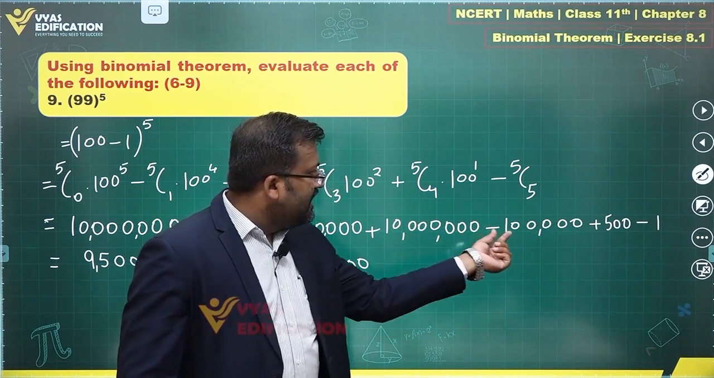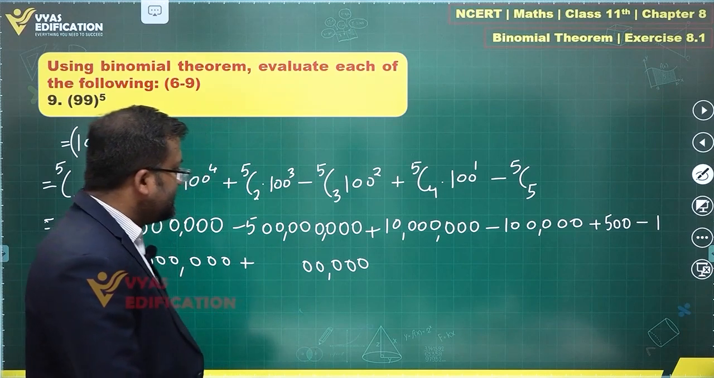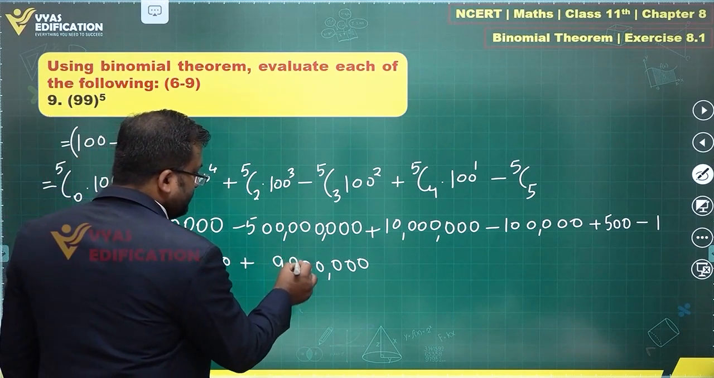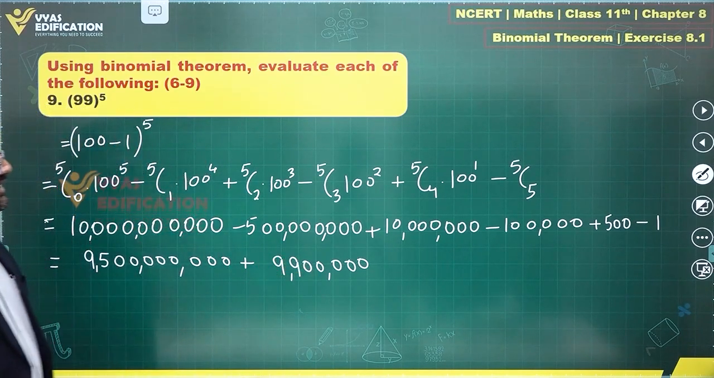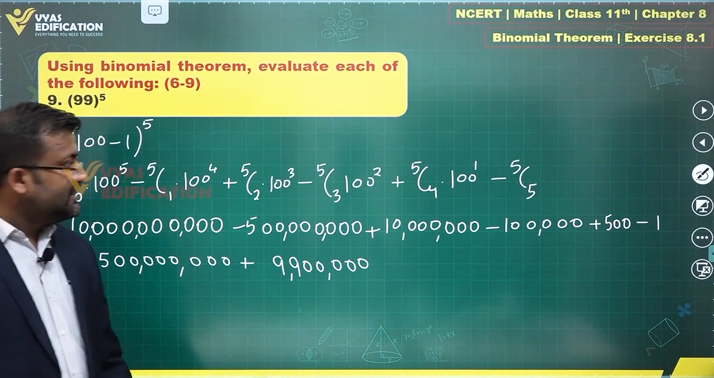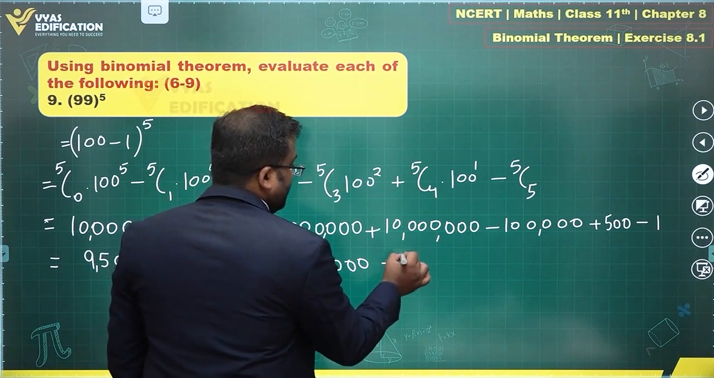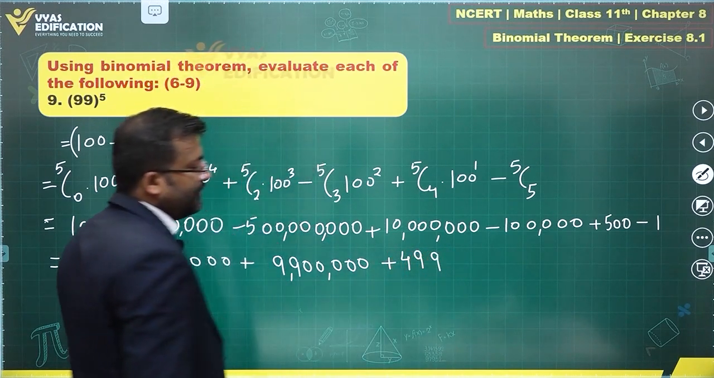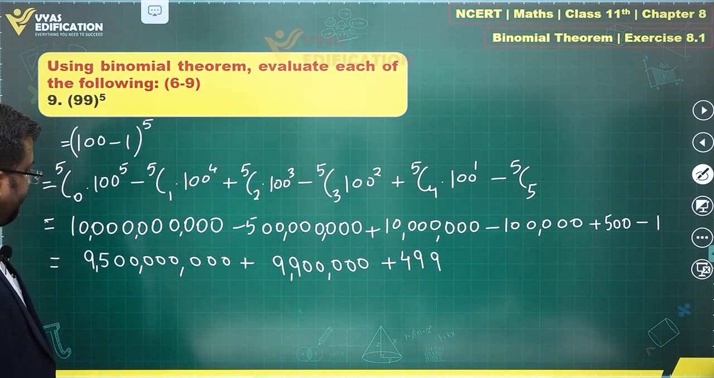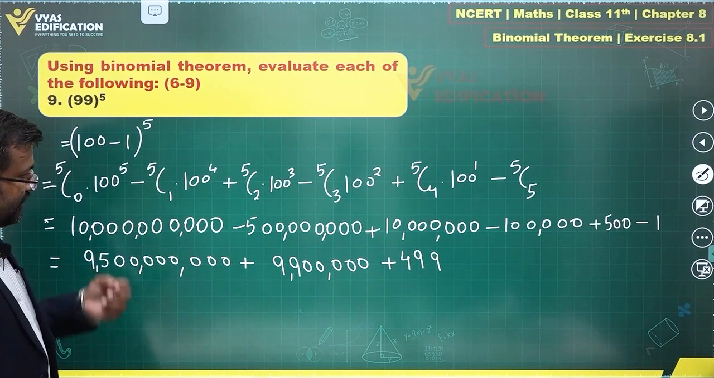You have 100 remaining. 100 minus 1 is 99 actually. This is what you'll have. Is that okay? Yes. What is 500 minus 1? 500 minus 1 is 499. Take care of the calculations very carefully. What next? Let's take a look at this one next.